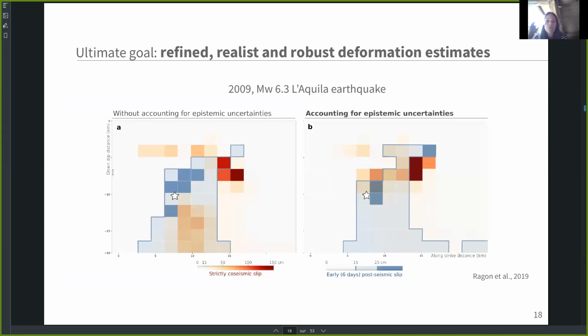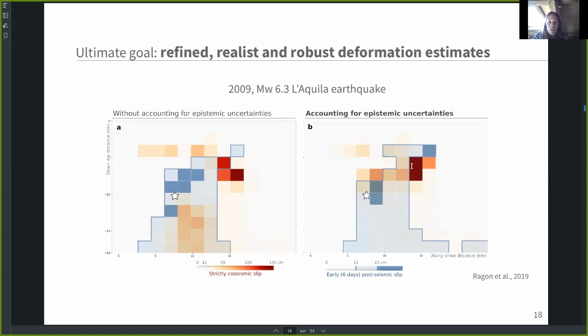So that's what we try to do, for instance, with the L'Aquila earthquake that occurred 10 years ago in Italy. I'll just show you these results because I think that's nice. We try to compare the strictly coseismic slip, which occurs in just a few seconds during an earthquake, and the early afterslip that occurs 6 days after the earthquake. Here you can see the coseismic slip, in yellow to red, and the afterslip, in blue. On the left, this is without accounting for epistemic uncertainties in the fault geometry or crustal structure, and on the right, it is accounting for everything.